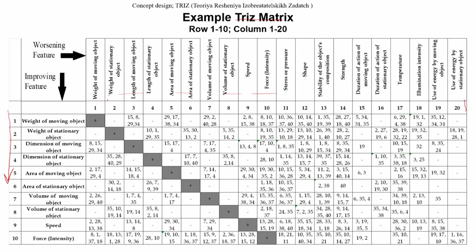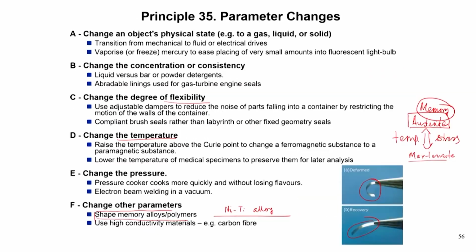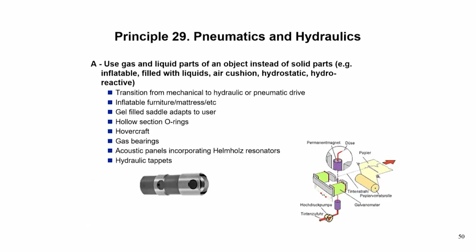So, let us go forward and see weight of stationary object here, number 2, and you see it here: area, volume, speed, force, stress, strength, number 14. Between 2 and 14, I can see people have used these: 28, 2, 10 and 27. Out of that, some of them we can very quickly figure out. Keep in mind 27, 28. 2, 10 let us forget for now; 27, 28 we can very quickly see how to do it.